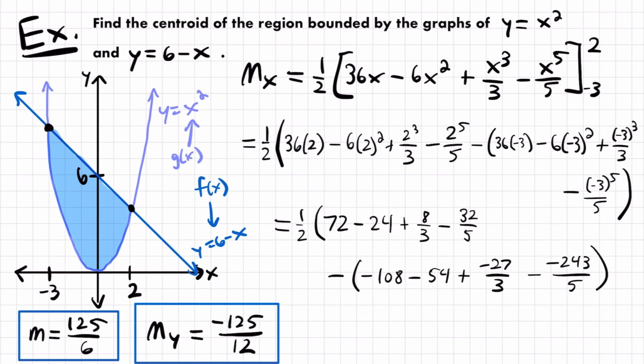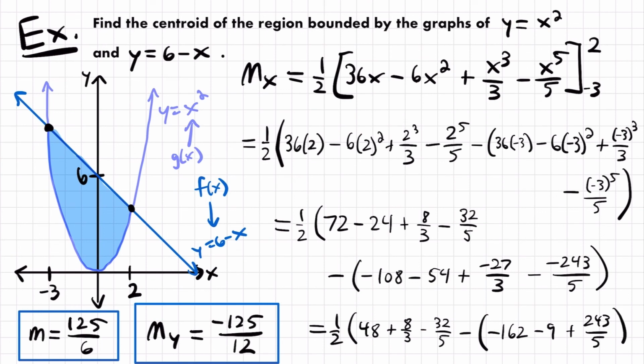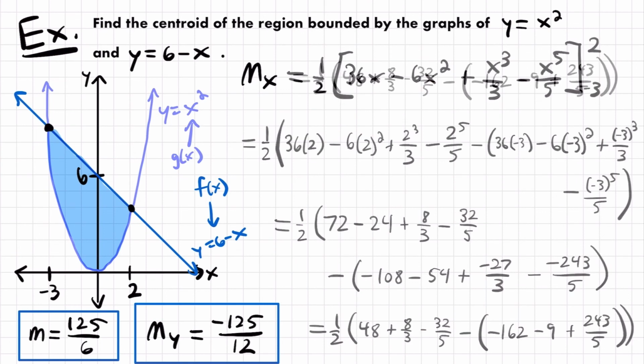And then that's it. All right, and so to simplify further, this is equal to 1/2 times 72 minus 24. That's equal to 48. So we'll have 48 plus 8/3 minus 32/5 minus -108 minus 54. That's equal to -162. And then we'll add -27 divided by 3. But -27 divided by 3 is just -9. So we have -9 and then minus -243/5, which those two negatives will cancel, and so we have plus 243/5.